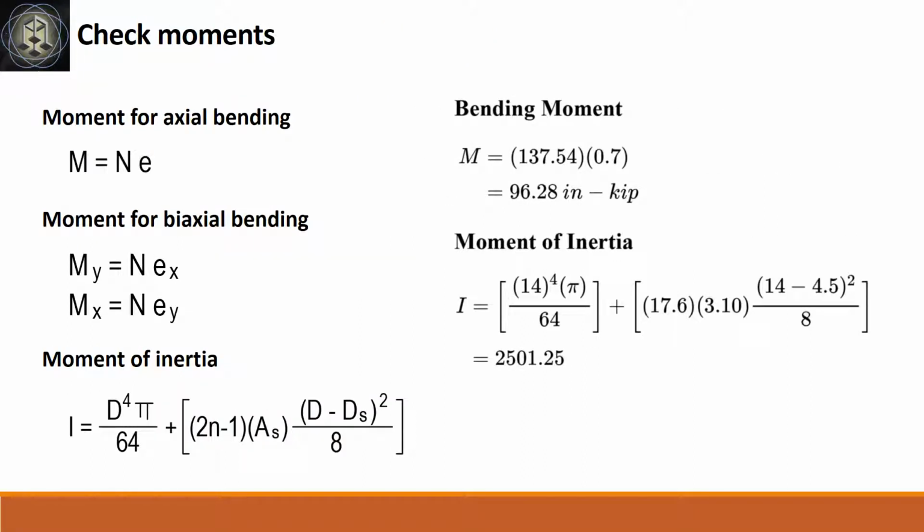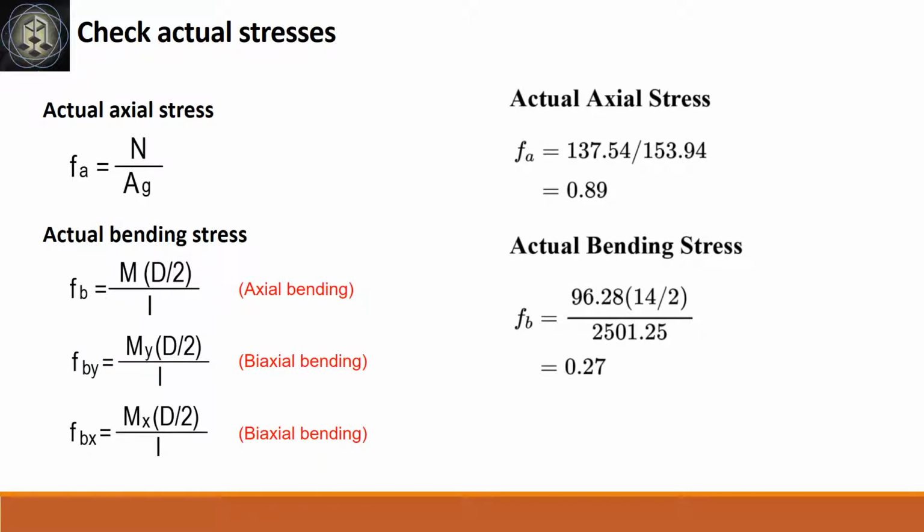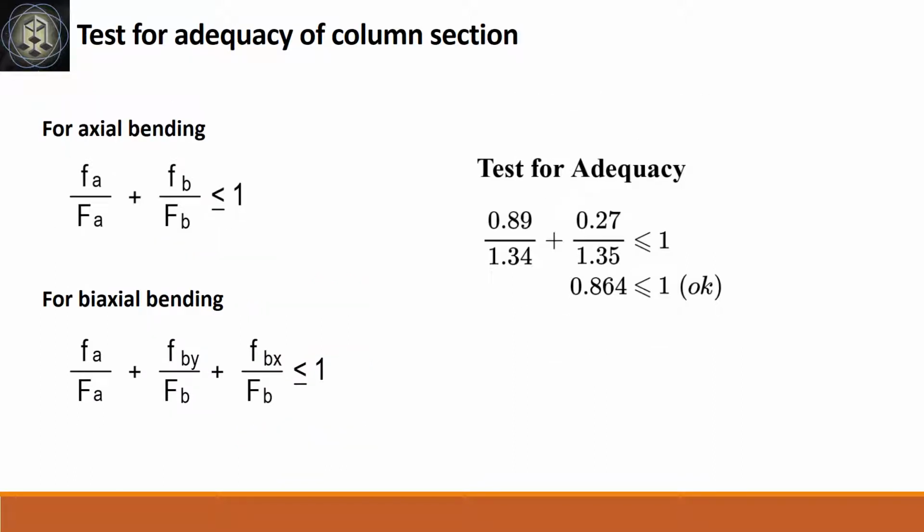Solve for moments. Bending moment is 96.28 inch-kip. Moment of inertia is 2501.25. Solve the actual stresses. The actual axial stress is 0.89 and the actual bending stress is 0.27. The combined shear and moment stress is 0.864, which passes the adequacy test.